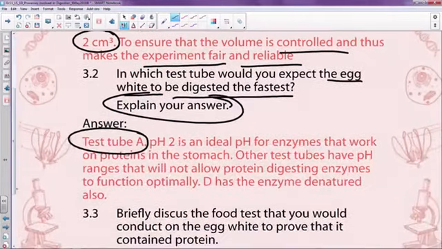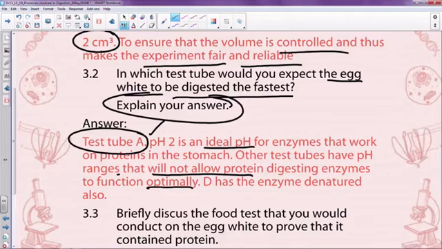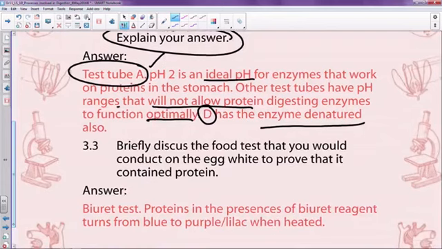So in test tube A, we will find that the activity is the highest because pH 2 is an ideal pH for the enzyme which works on proteins in the stomach, which means that it's the optimum pH. Other test tubes have pH ranges that will not allow the protein digesting enzyme to function optimally. D also has had its enzyme denatured, and hence you will find that there is no enzyme activity in test tube D.